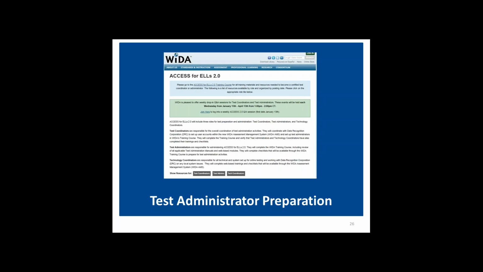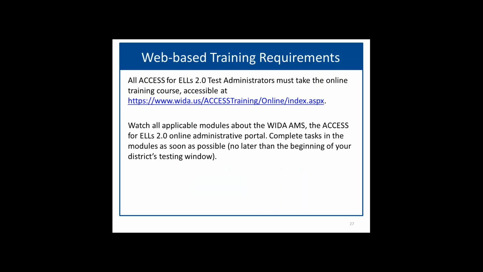Now we're going to talk a little bit about test administrator preparation. All Access for ELLs 2.0 test administrators must take the online training course, which is accessible at wida.us/online-training. It's easily accessible from the WIDA website. You need to watch all applicable modules about the WIDA AMS, the Access for ELLs 2.0 online administration portal, and complete all tasks as soon as possible, but no later than the beginning of your district's testing window.